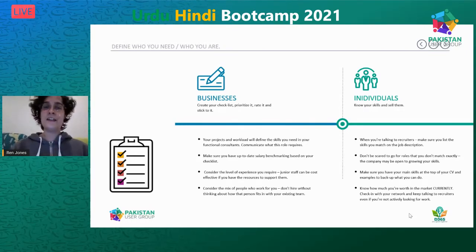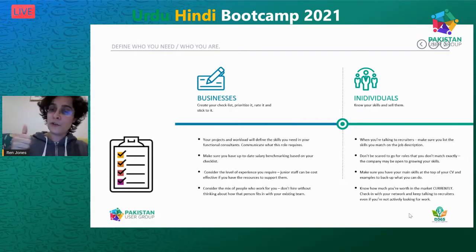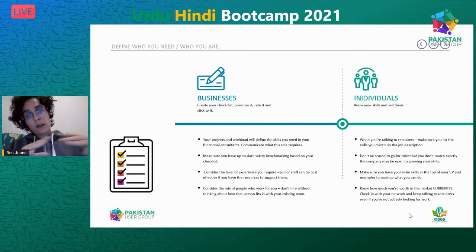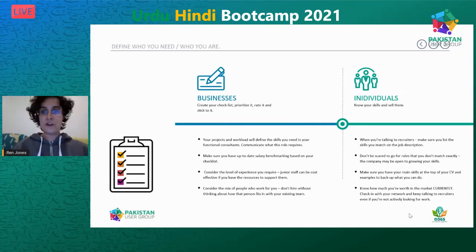So when you have that list, it's really important to create this as a checklist and to prioritize every one of those points. So bear in mind that it's going to be pretty rare that you'll get someone that meets everything you want. So make sure that you prioritize and make sure that you rate and stick to that. Okay, so once you've got your checklist, really important that you go out and benchmark your salaries based on that. Okay, so go and talk to recruiters, go and look at other jobs. Make sure you've got a realistic expectation of how much someone with those skills is actually going to cost you.